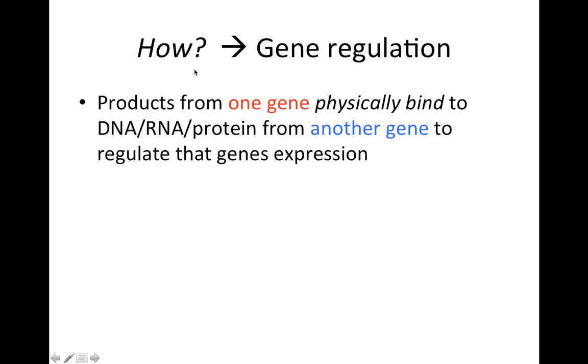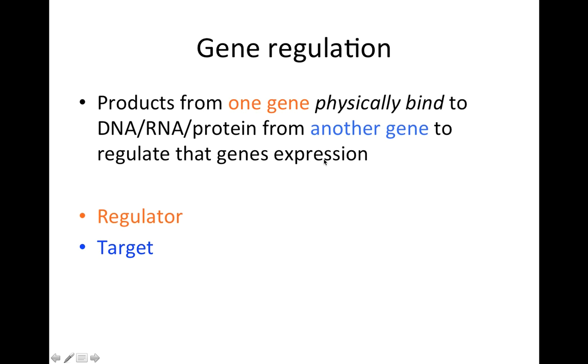Okay, and so what's the general way that this works? In general, products from one gene, like a protein that's expressed from one gene, will physically bind to some DNA, RNA, or protein from another gene to regulate that gene's expression. And so it means we have two things here. We have the regulator, the product that is doing the regulation, and then we have the target, the gene that is being bound to and regulated.